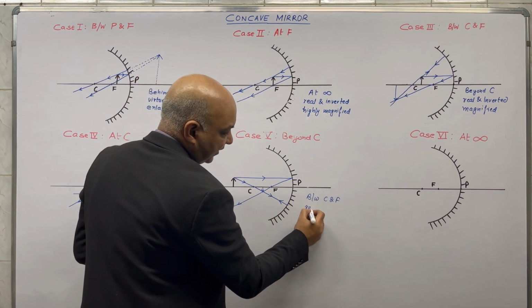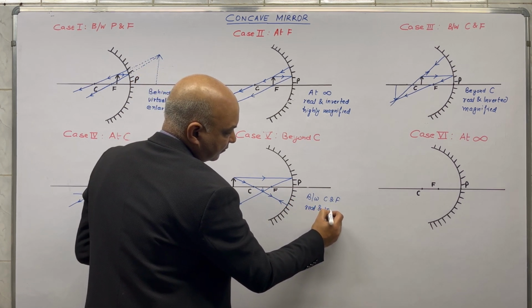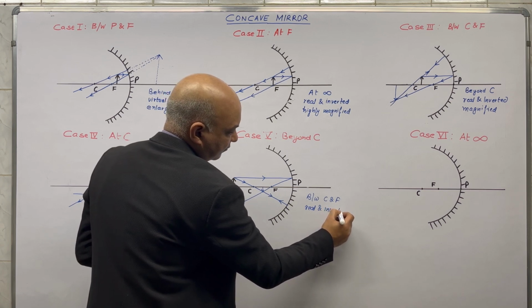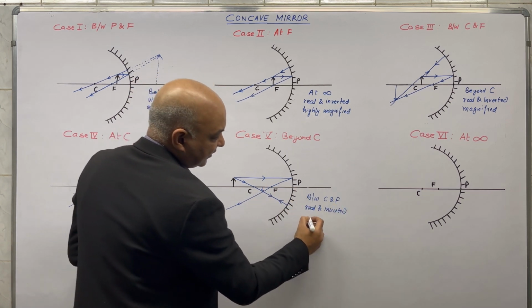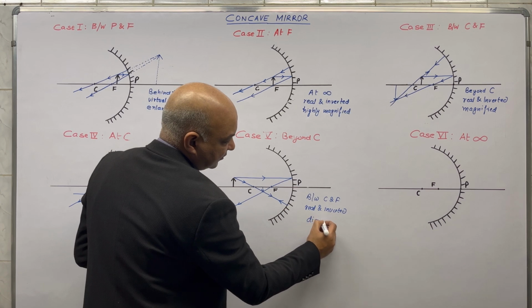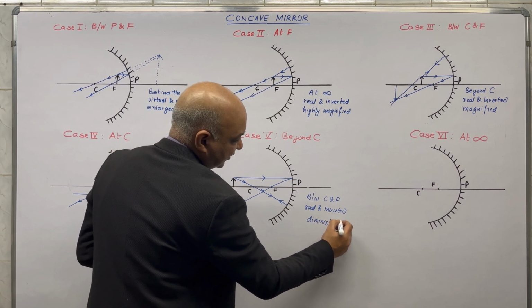It is real and inverted, and it is smaller than the object, so I will write it is diminished.